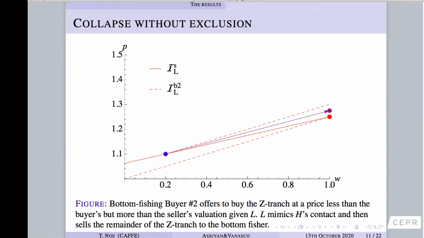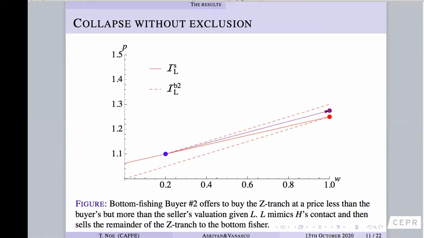So in this case, our low type will just copy the high type, pool with the high type, but then after that, our low type will then sell the rest of the tranche off to the bottom fisher. And we see that because the purple line is between the dotted red line and the solid red line, both parties are gaining from this transaction. Okay, the price is low enough for the bottom fisher to make money, and it's high enough for the low type to make money. And obviously this is not an equilibrium. This is a counter to an equilibrium. So you essentially get collapse of the exclusive equilibrium.